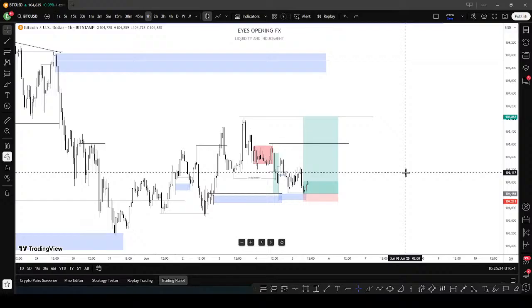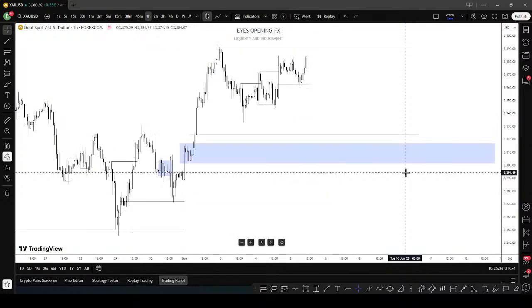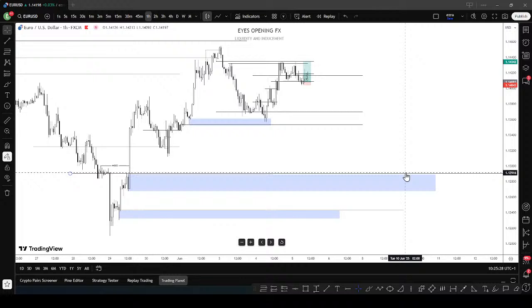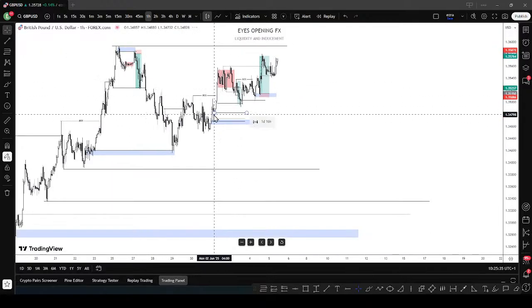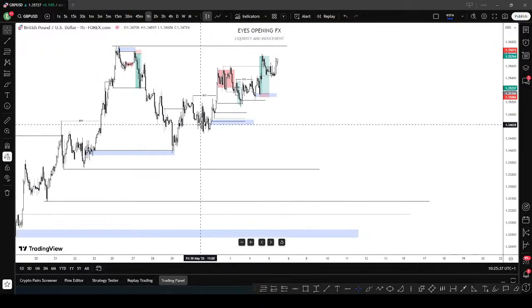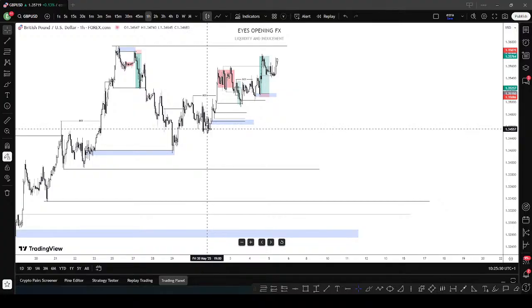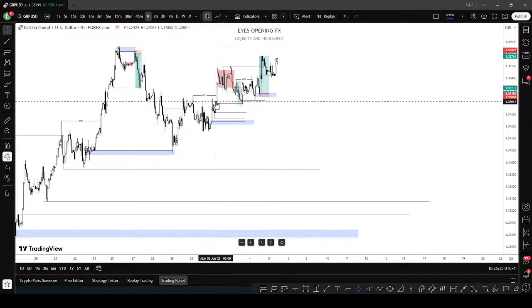So that is that. Now let's look at other pairs. Gold is already buying. The same thing with EURUSD. GBPUSD is also buying. So from the last live session we had, which was last week, I gave an outlook for this buy program right here, and market started buying on Friday, which I took entry. Then on Monday, market continued buying.